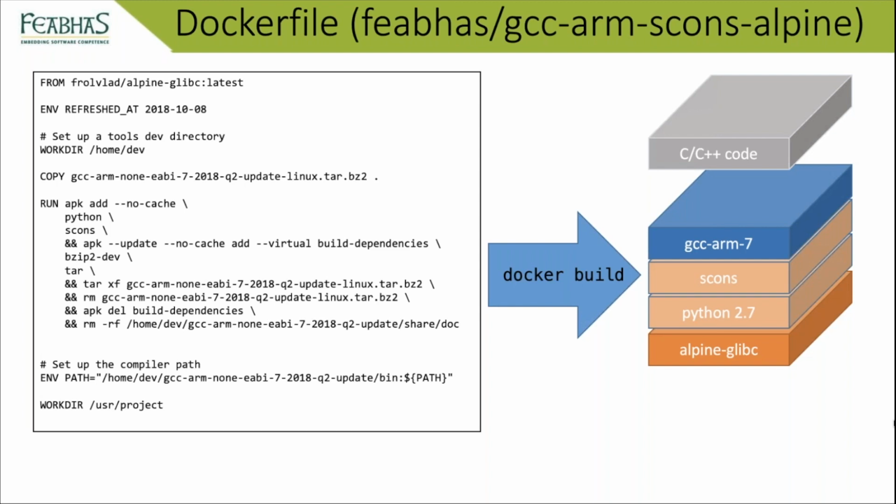We add the SCons, and that is done, if anybody's worked with Linux would know, the typical way of adding packages. And then we add the compiler to it. And in this case, we're actually pulling the compiler compressed image from our local file system rather than from the web, but we could do either.